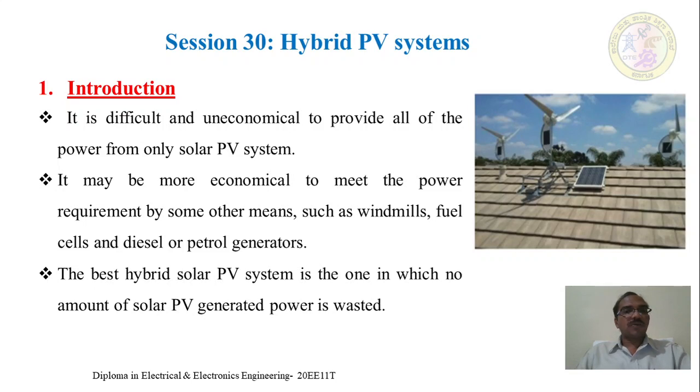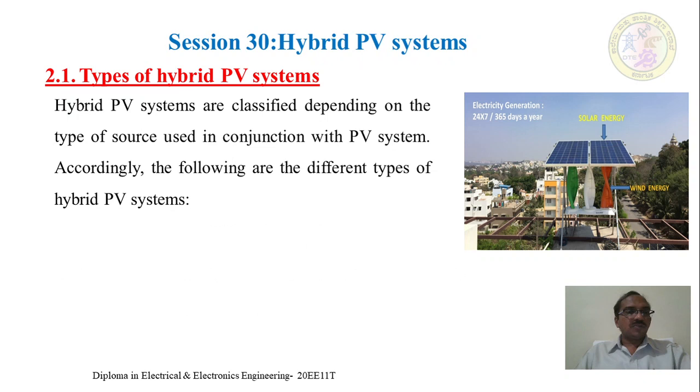So the best hybrid solar system is one which we call the best, in which no amount of solar power generated is wasted. Usually we say 1 unit wasted is equal to 2 units generated. However hard you have worked to generate it, if we have used it properly, we call that the best system. So now what are the different types of PV systems available?